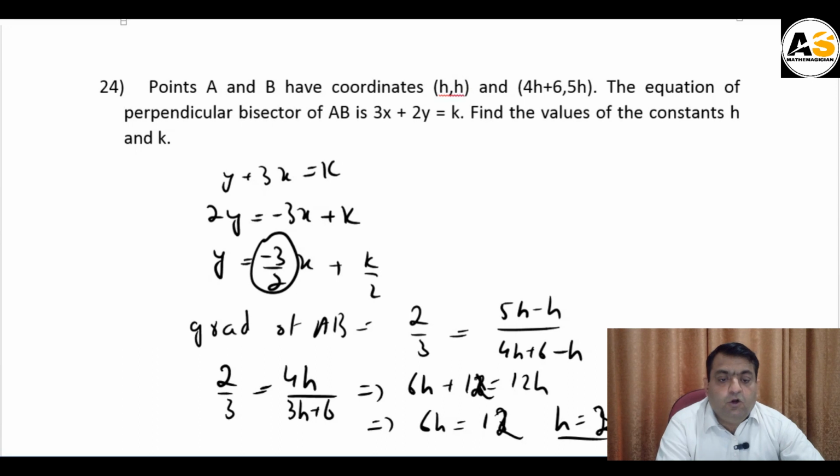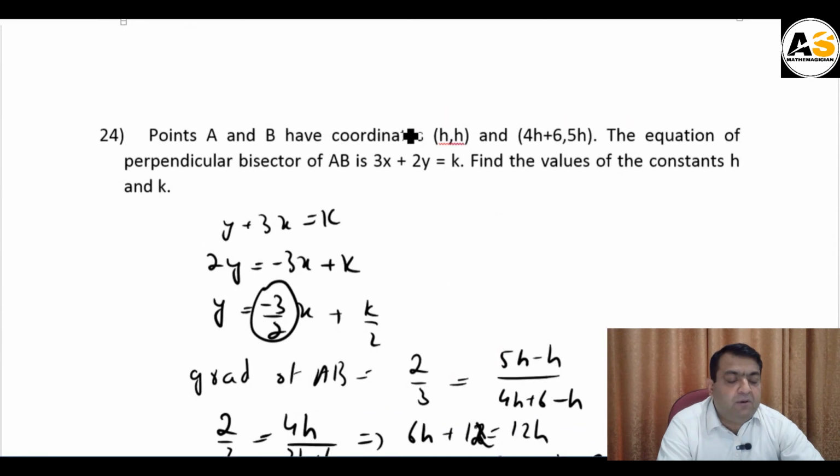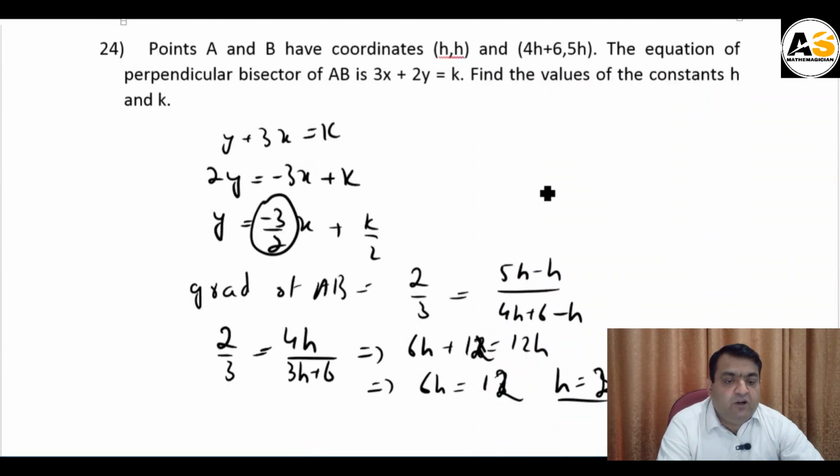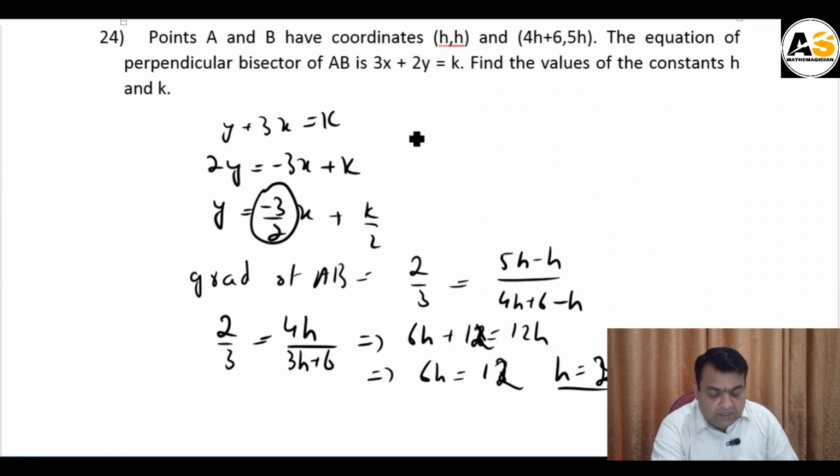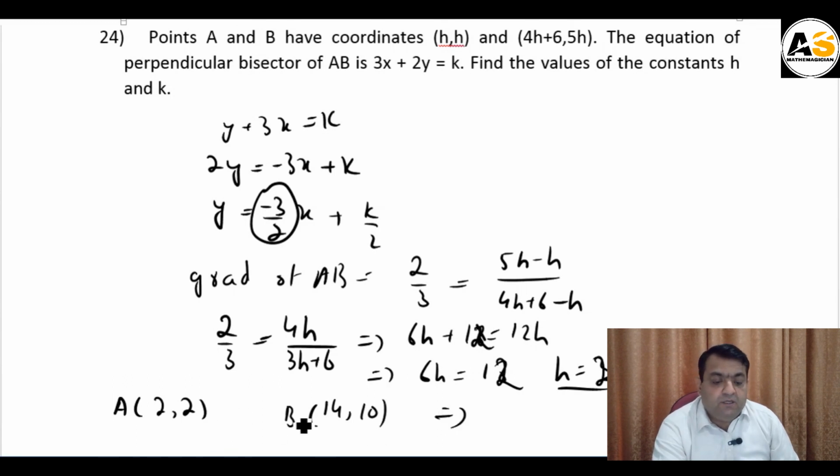So h is 2. Now we have to find the value of the constant k. The equation of the perpendicular bisector passes through the midpoint of AB. When we put h is equal to 2, what will be A? A will be 2, 2. And what will be B? B will be 4 into 2, 8 plus 6, 14, and 5h means 10. Their midpoint will be 14 plus 2, 16 over 2, 8, and 10 plus 2, 12 over 2, 6. This is the midpoint of AB.